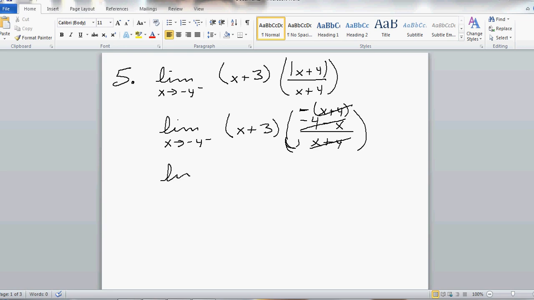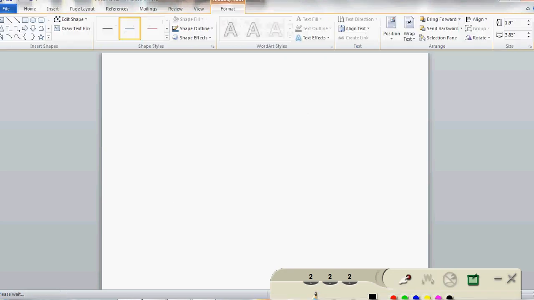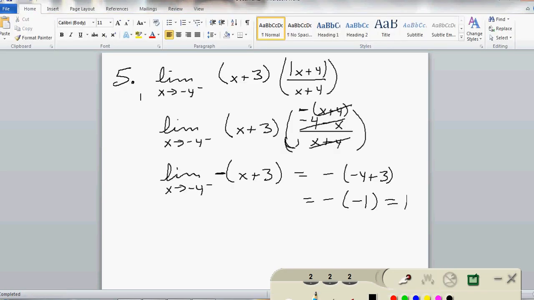So what we get is the limit as x approaches -4 from the left of x plus 3 times -1. Well, let's simply put the negative out there. Now let's see, can we plug in -4 here? -4 plus 3. Yep, -4 plus 3 will equal -1, which with the negative gives 1. And realize that all of these, both 4 and 5, can be verified by using a graphing calculator.